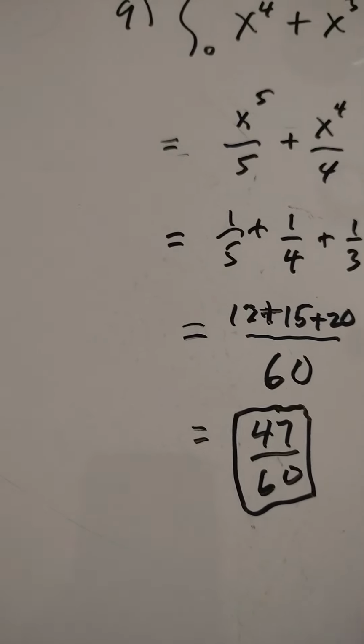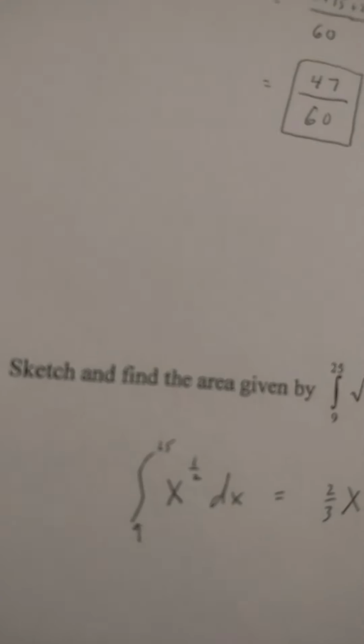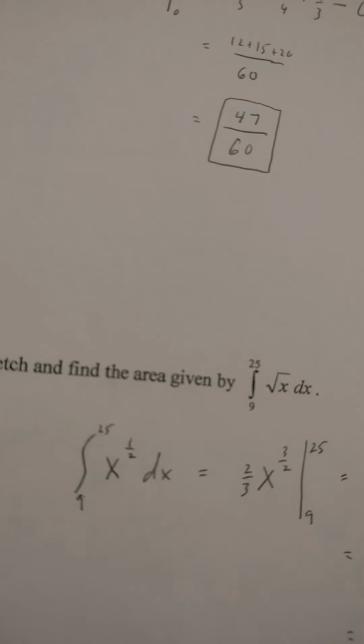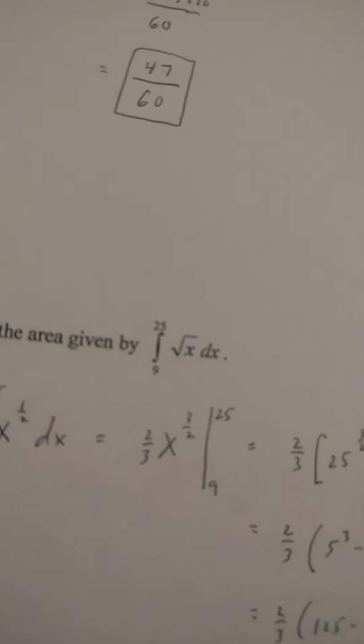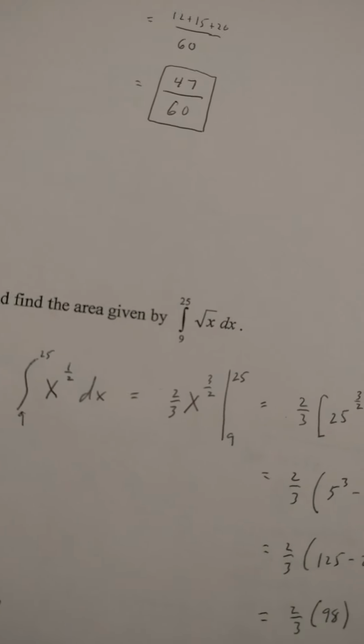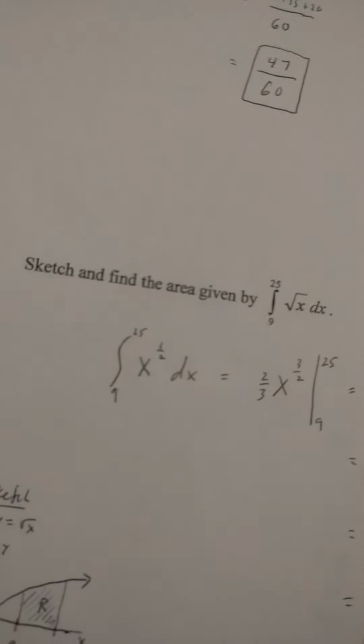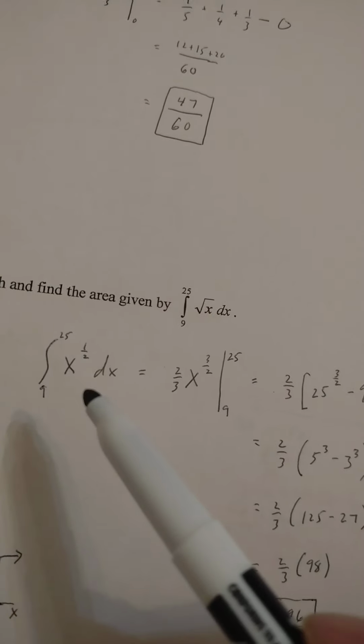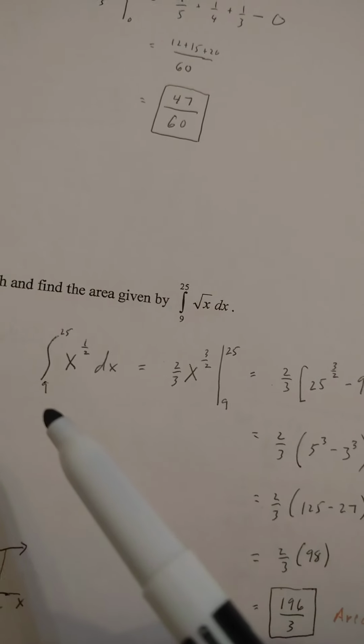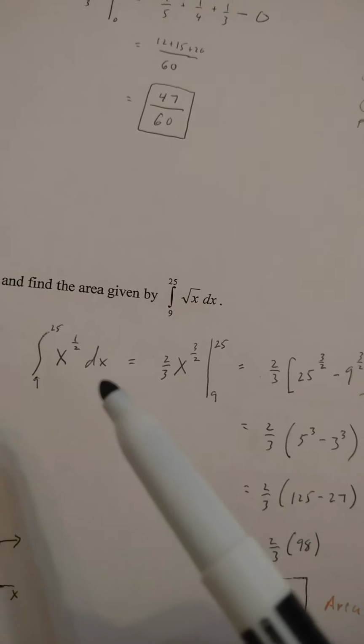Done. Okay. And then the last question real fast is right here. Sketch and find the area given by this definite integral. So here again, change that square root to x to the 1/2. So I'm going to just do this one by showing you what I did. So rewrite it as the definite integral from 9 to 25 of x to the 1/2 dx.